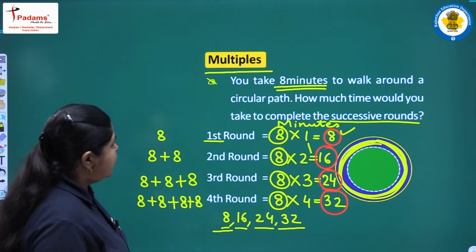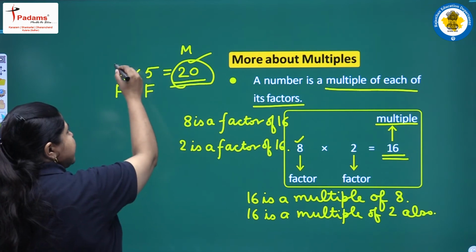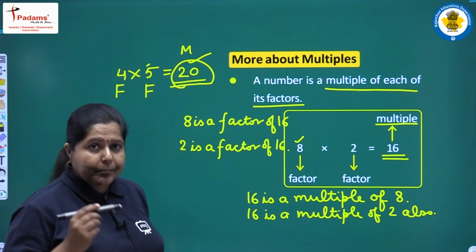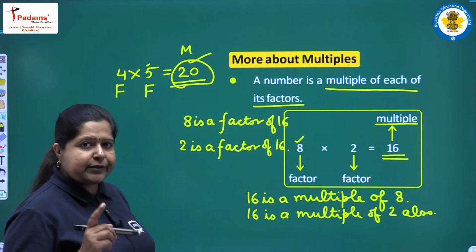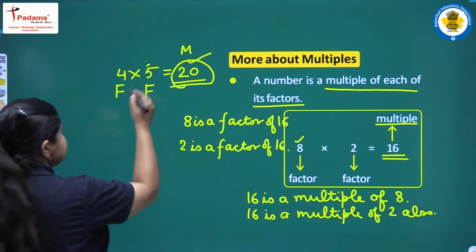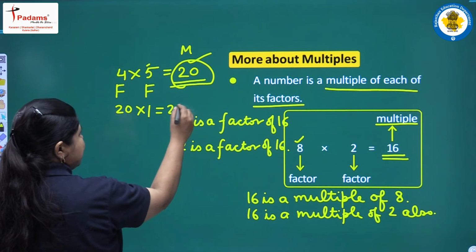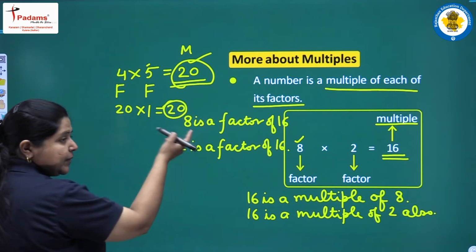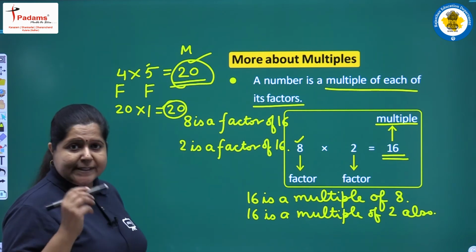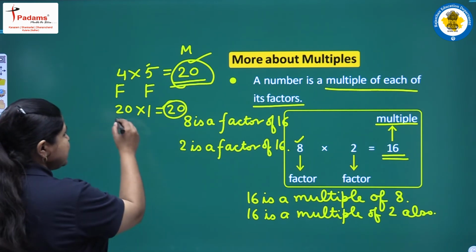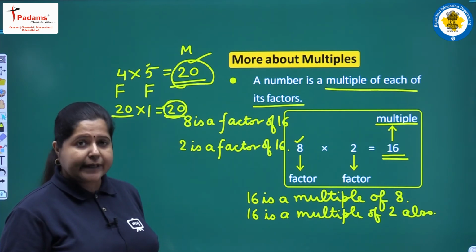So what do we see? The multiple, you can see here also, it is greater than 4 and 5. So a multiple of a number is always greater than that number, and also equal to that number when we multiply it by 1. Suppose we multiply 20 by 1, what do we get? 20. So this is again a multiple of 20 and a multiple of 1. So when we talk about multiples of 20, it will be equal to itself and then it will be greater than 20.